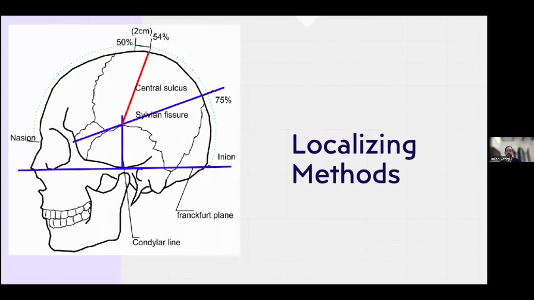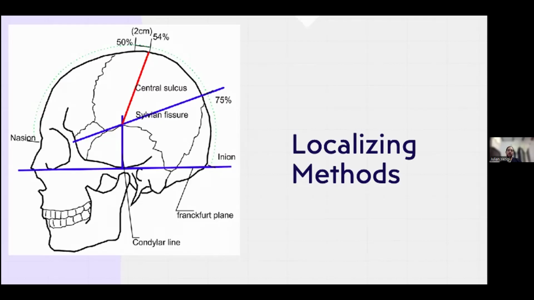Meanwhile, relationships such as the inion to asterion trajectory approximate the course of the transverse sinus, and the asterion to mastoid pathway reflects the course of the sigmoid sinus, both of which are critical in avoiding venous injury during posterior fossa surgery. Taken together, these classical methods allow the surgeon to construct a mental three-dimensional map of the brain using external landmarks. They guide us in burr hole placement, craniotomy design, avoidance of critical neurovascular structures, all the while aiding in the localization of eloquent cortex.